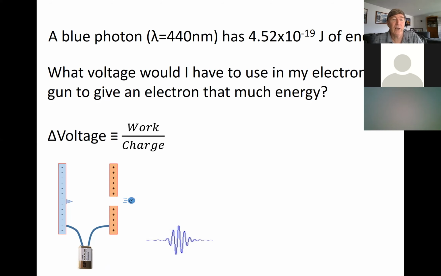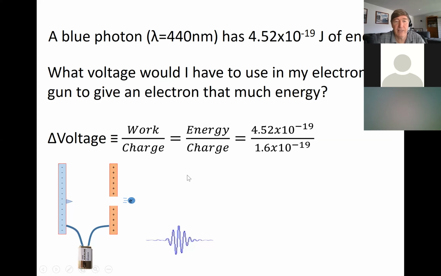We know that the definition of voltage is work divided by charge. And we know that however much work we do on the electron, that's how much energy it's going to have. So if this is the amount of energy that we want it to have, and we know that it's an electron, so we know what the charge of an electron is. So all we have to do is take this number, divide by the charge of the electron, and bingo, that'll tell us.